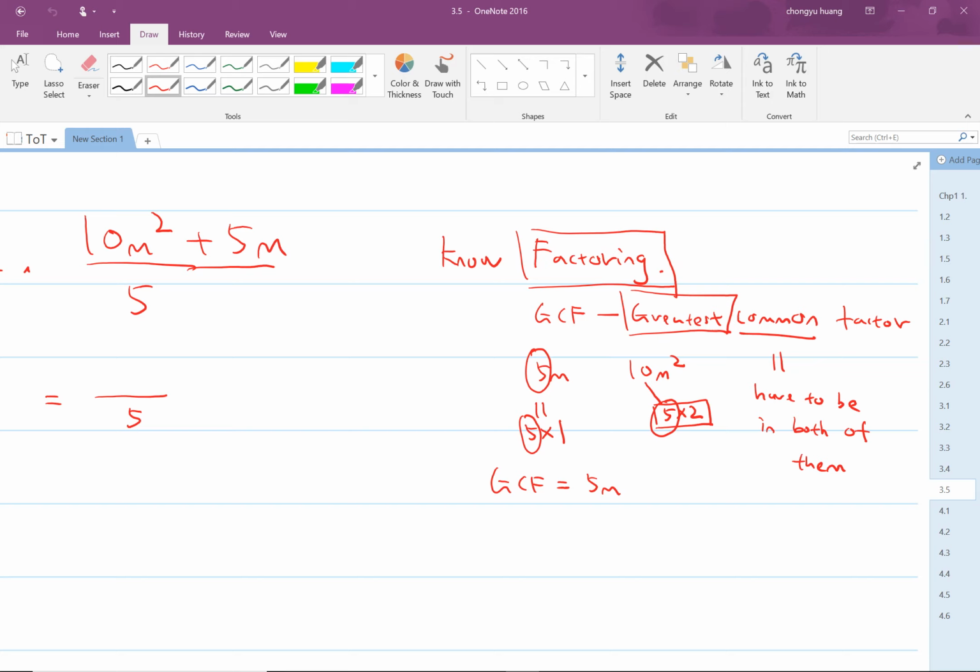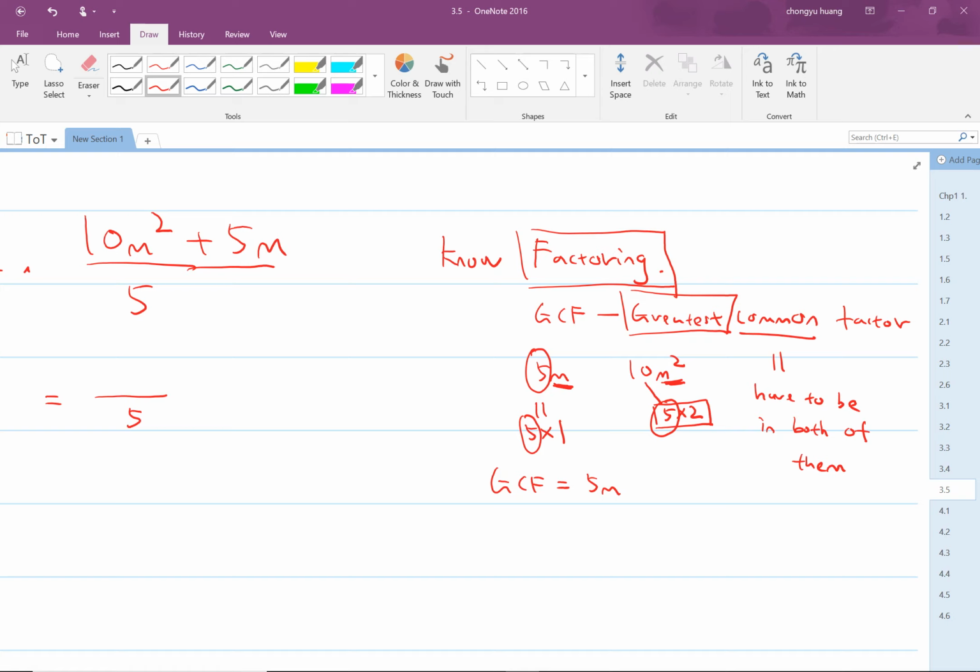Okay, and then on the other side we have the variable, and then we have a square. Obviously we cannot choose the square, because the square is not in 5m. So remember, we have 5m to the power 1, and then 10m to the power 2, right? So obviously you have to choose the common one, the one that appears in both of them.